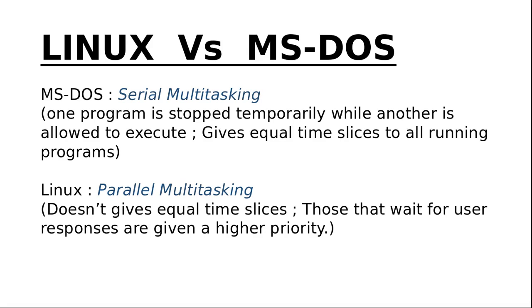There may be some programs that are relatively more important. For example, those that wait for user responses are given a higher priority in UNIX multitasking operating system. Programs which have the same priority are scheduled on a round-robin basis, that is one by one.